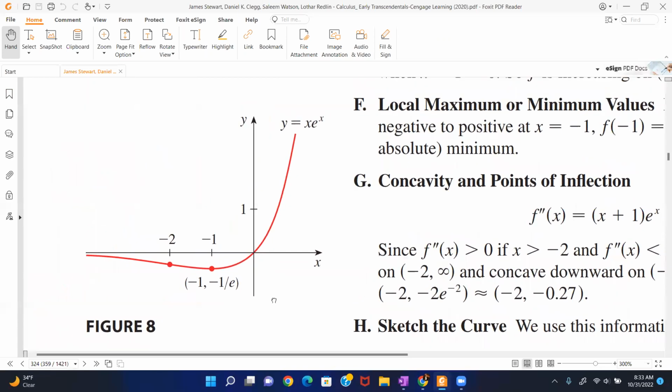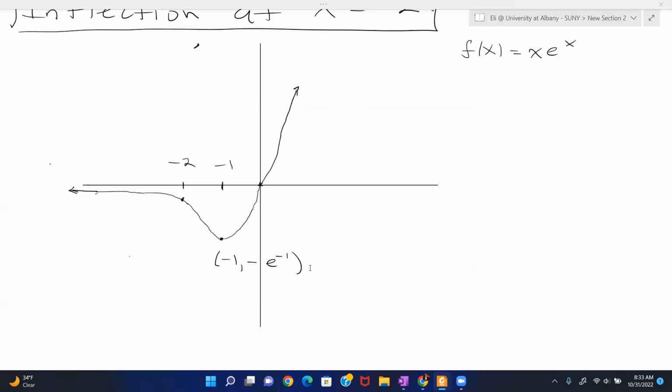So that's what that looks like. This is of course in the book. This is figure 8, so you can also see that for yourself. All right, so I think there's one more problem, and let's see. I don't think we're gonna do any more today because that's a lot. So maybe another one of these curve sketching problems next time. Yeah, maybe one more or two.